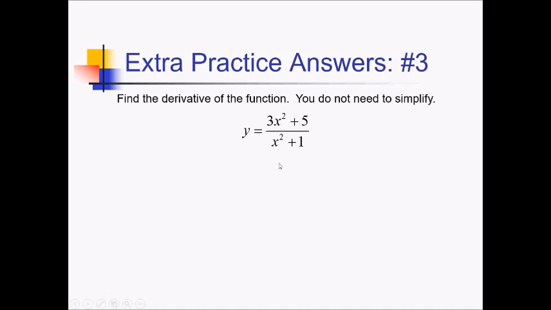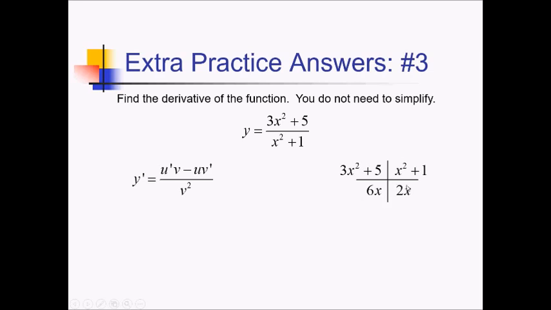For this derivative, I'm going to need to use the quotient rule. So that's u prime v minus u v prime all over v squared. Let me set up the box and ribbon to help with this. So my numerator, I've got 3x squared plus 5. In the denominator, I have x squared plus 1. And then the derivatives of those, we've got 6x and 2x.